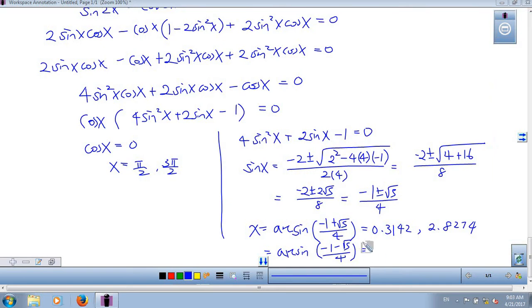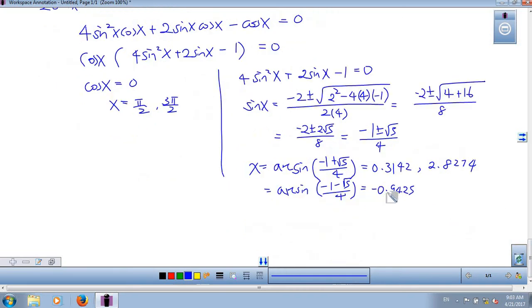Now let's go ahead and do the arc sine of (negative 1 minus square root of 5) divided by 4. Let's do the arc sine. So this will be a negative 0.9425. But let's represent this in the fourth quadrant using a positive angle, so we're going to add 2 pi. So this is 5.3407. That's what this angle is with 2 pi added.